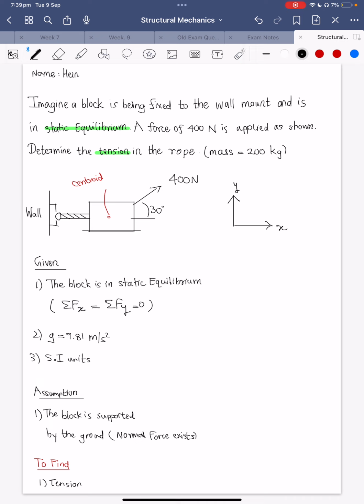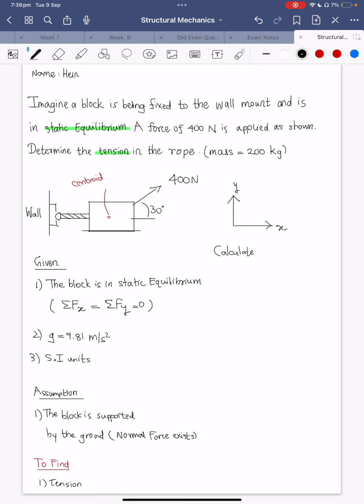So if, for example, instead of 400, I actually put 10,000 Newton, maybe the rope might stretch out and then it will exceed that tension, which is what we don't want to happen, right? Because we want it to be static equilibrium. We want it to be static, not move. All right. So we start with calculations.